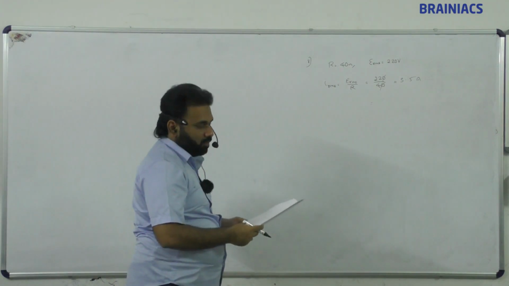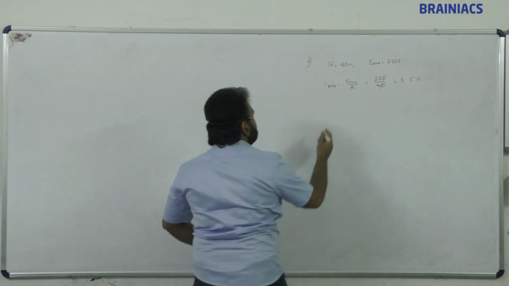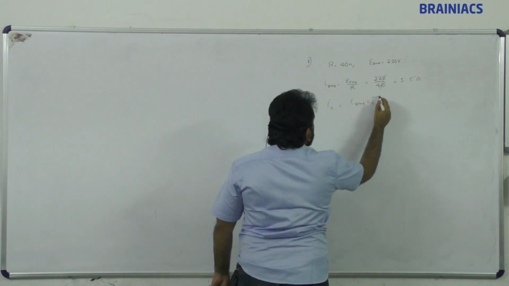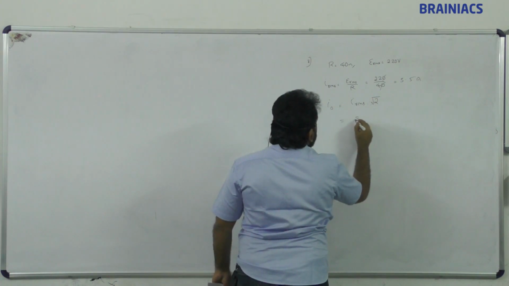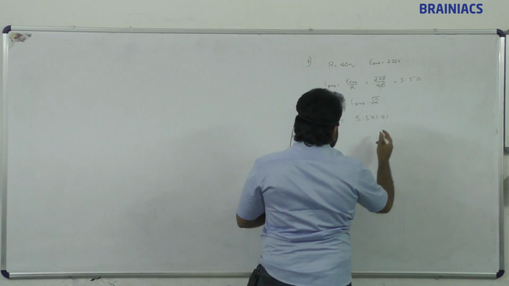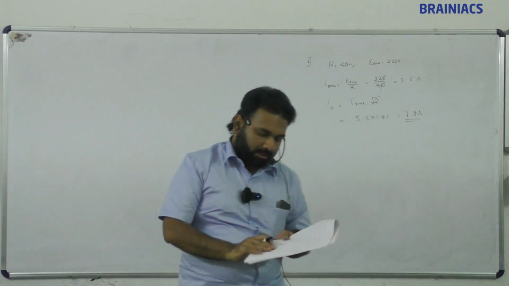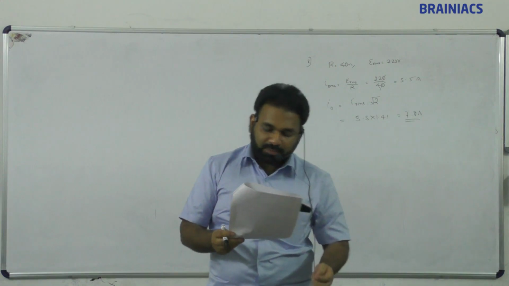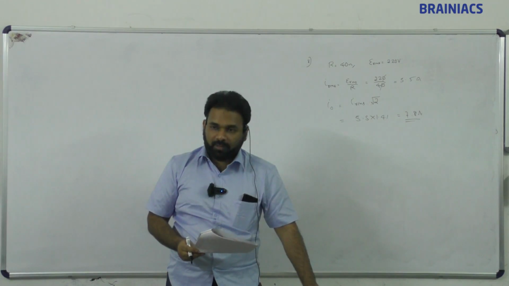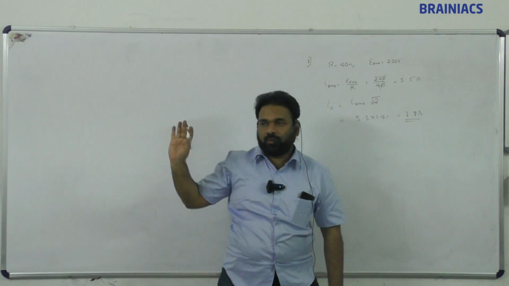Maximum instantaneous current in the resistor is nothing but IRMS into root 2. How much it will come? 7.8 ampere. Right. Now in this one, question is the time taken by the current to change from its RMS value to maximum value. This is completed so far.